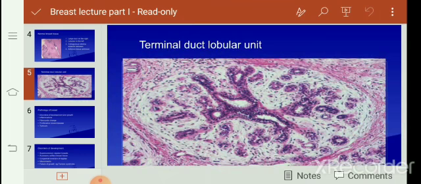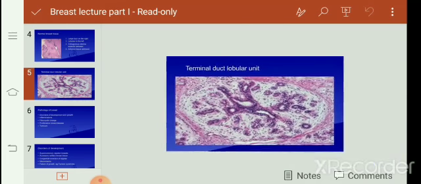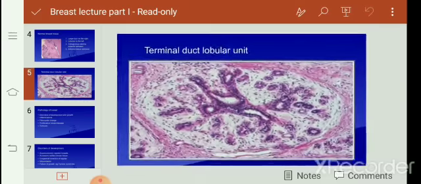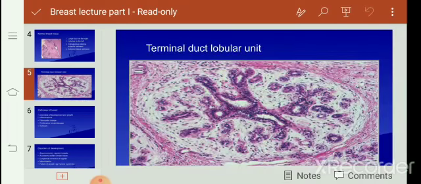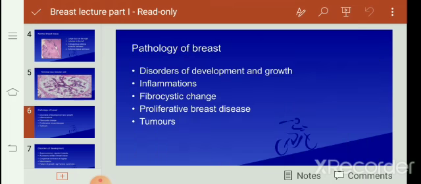So this whole lobule is known as the terminal duct lobular unit. It is very important to understand this terminal duct lobular unit, so we can divide the different pathology: pathology related to the lobule, or pathology related to the duct, or pathology in the glands. So we have to understand the different parts of this breast.